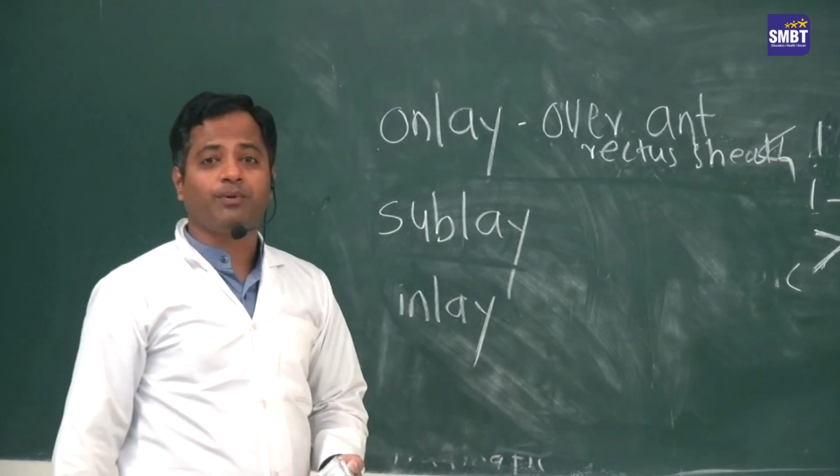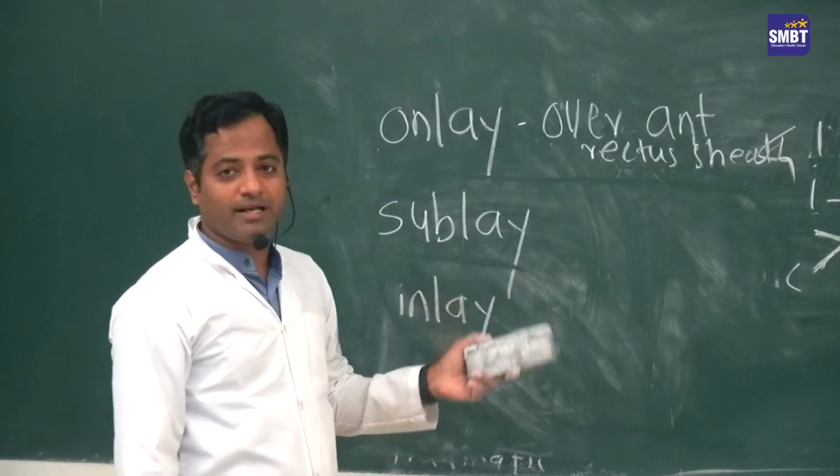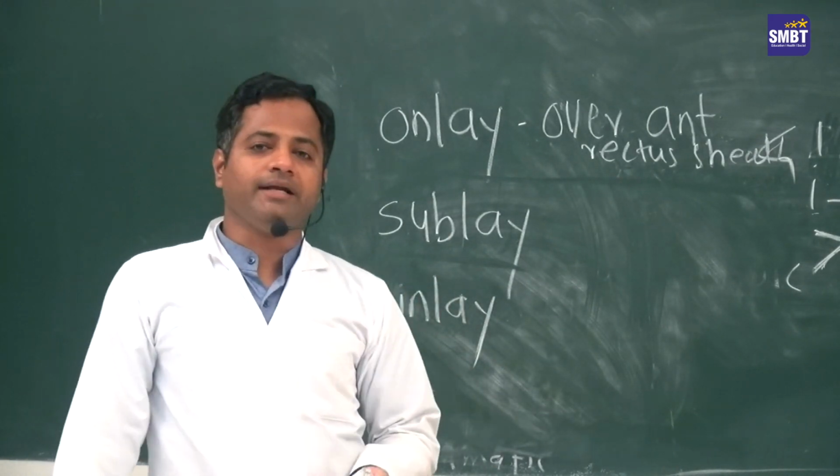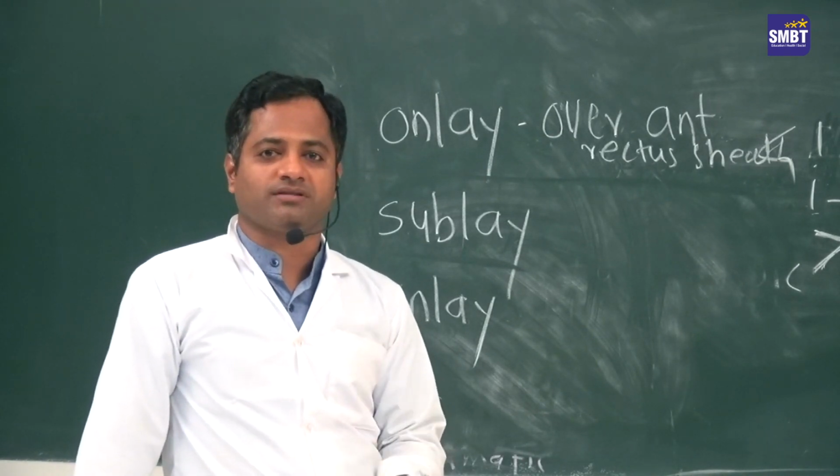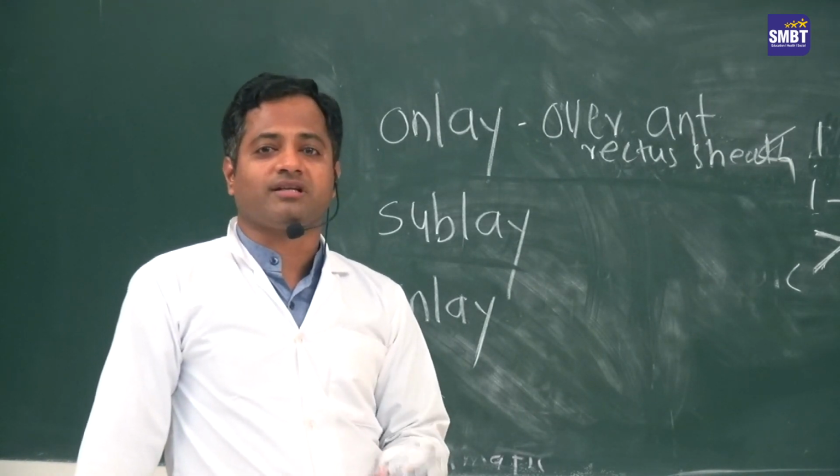Second is sublay mesh placement, behind the rectus abdominis muscle and anterior to the posterior rectus sheath.